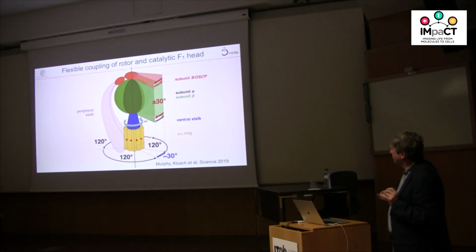So this is just in a nutshell the same thing. It's a 30-degree back and forth rotation. The ring rotates without steps, and every 30 degrees the gamma subunit catches, and then the F1 head recoils, and the whole thing is made possible by the flexibility of this subunit delta, the OSCP up there.